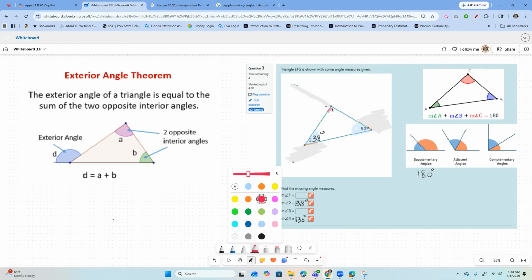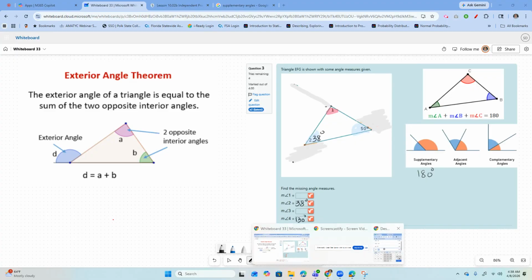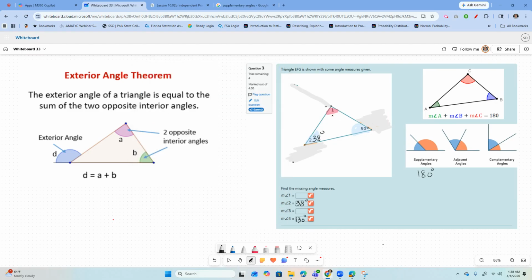So this angle here, angle number one, look, like I shaded here. Angle number one is going to be, how many degrees did I say? I need to look at my calculator again. Oops, it went away. 92. Okay, so that will be 92 degrees. So angle number one, I can put 92. All right. Now I can find angle number three.